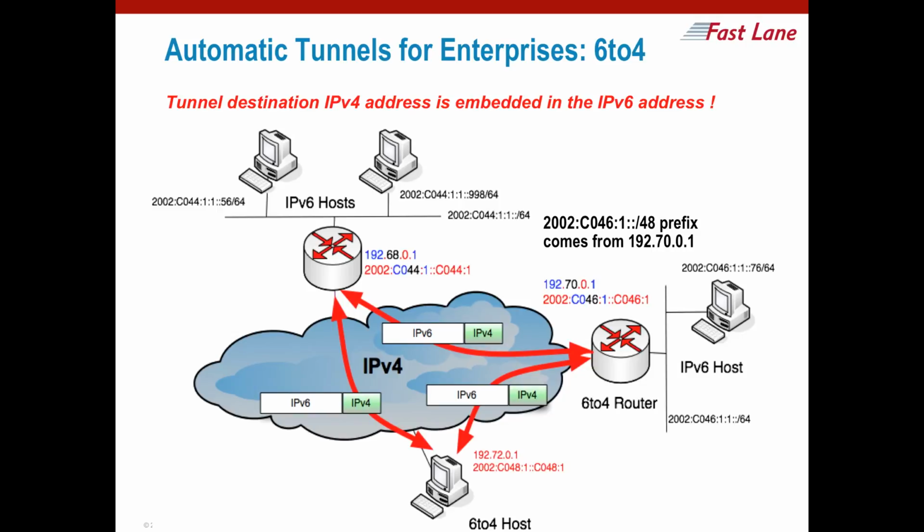6to4 uses public relays to access the internet. There is an IPv4 anycast address to access the closest 6to4 relay, but again it cannot be used by service providers because of this fixed prefix 2002, which is not suitable for a service provider which cannot control the return of the traffic.